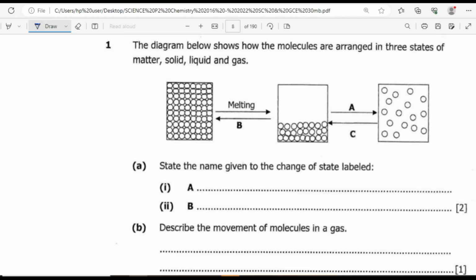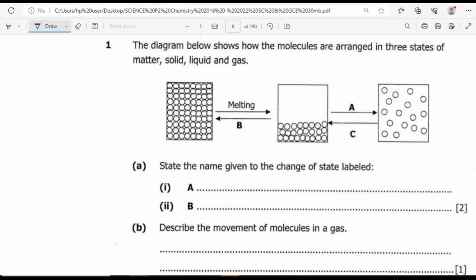The diagram below shows how the molecules are arranged in 3 states of matter. We have solid, liquid and gas. Then we have some changes of state of matter. We have melting, process A, process C, process B. Now, question A, state the name given to the change of state labeled A.